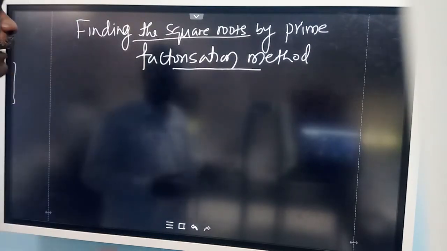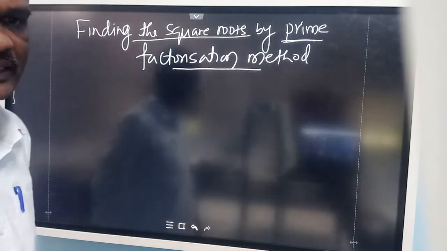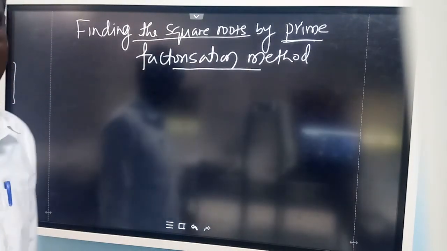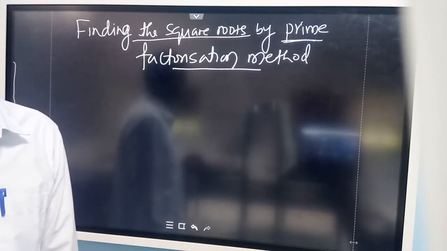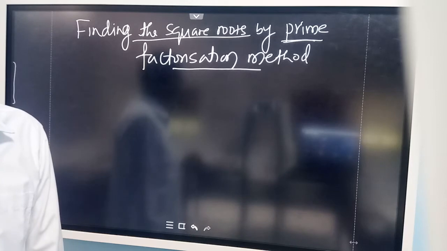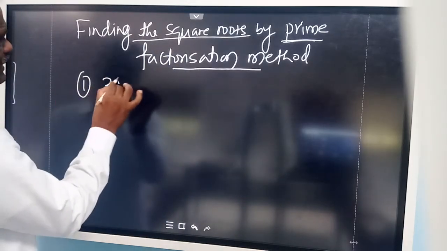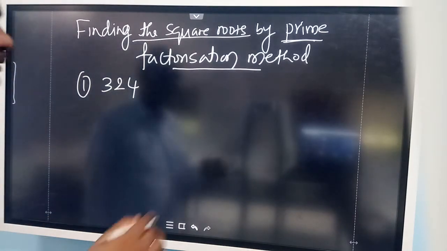So only prime numbers, having only two factors. Prime numbers means the numbers which have only two factors, one and itself. Using such numbers, you have to factorize to find the square root. For example, let us take 324. Let us find the square root of this 324 by the factorization method.